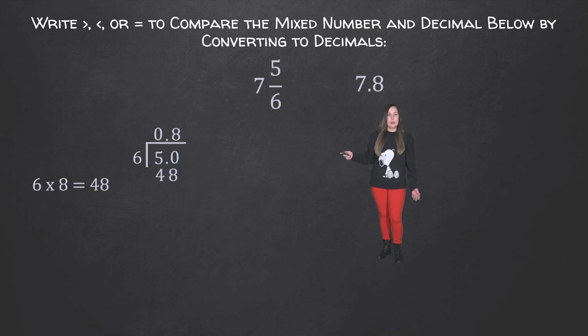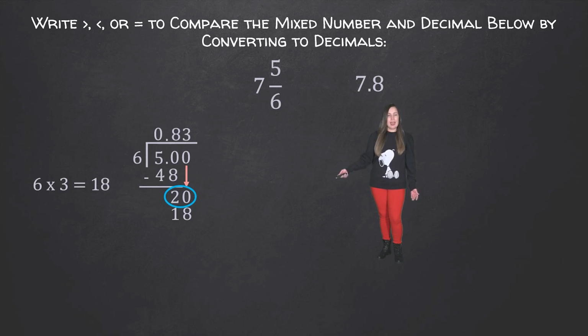We're going to put the 48 underneath the 50, and then we're going to go ahead and subtract. 50 minus 48 is equal to 2. So because we have a remainder, we're going to go ahead and add another 0 and see what happens. And now we have 20. So we ask ourselves, how many times does 6 go into 20? Well, 6 goes into 20 3 times because 6 times 3 is equal to 18.